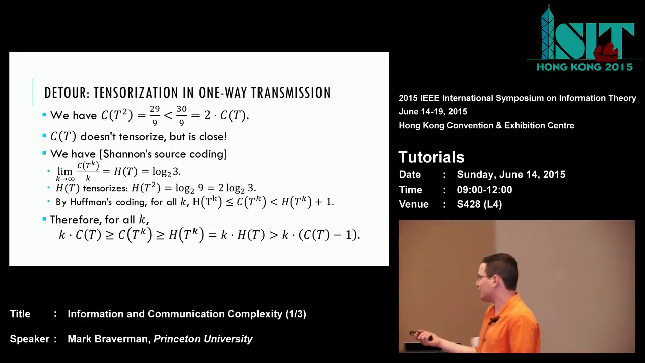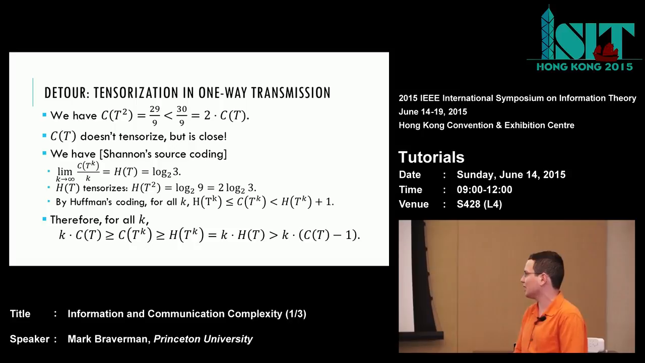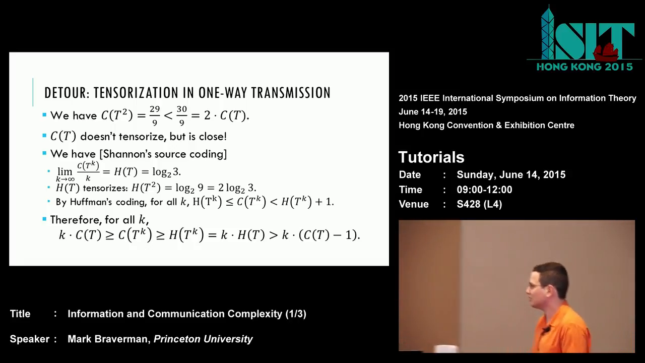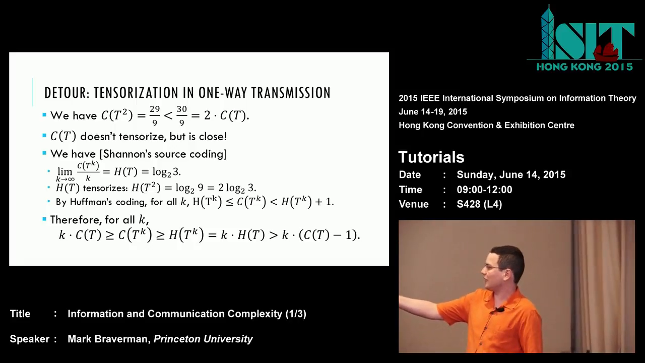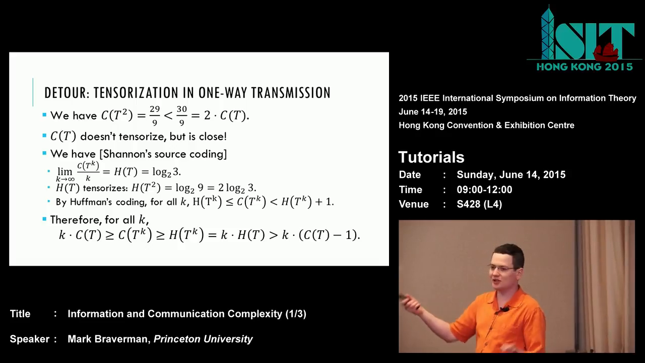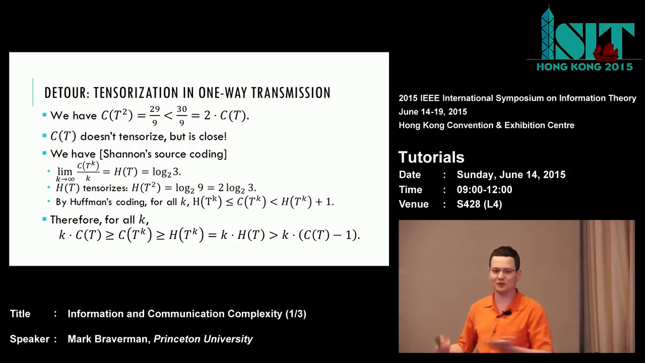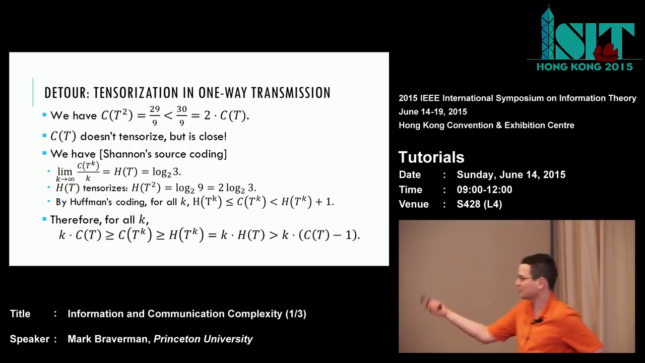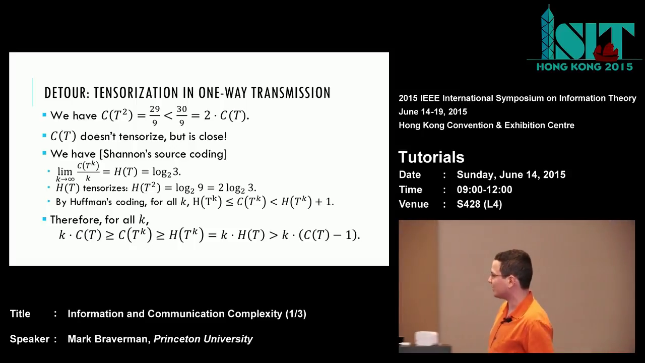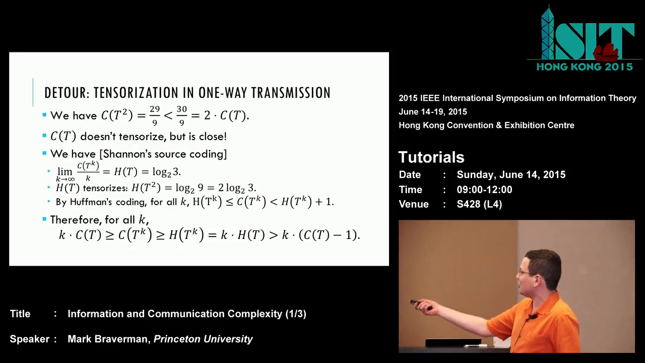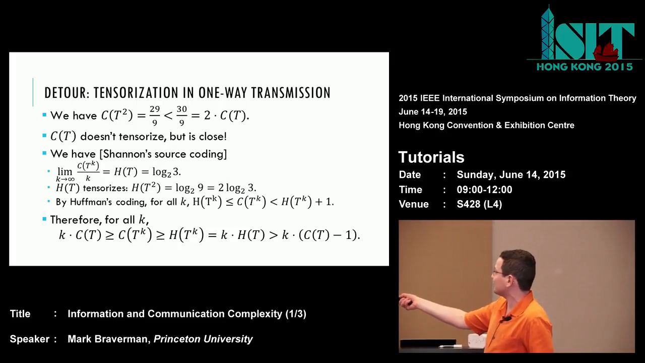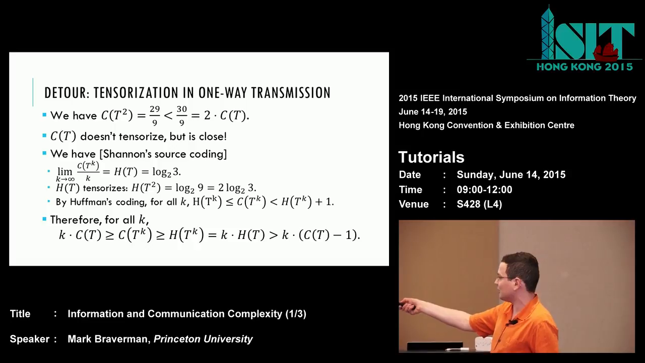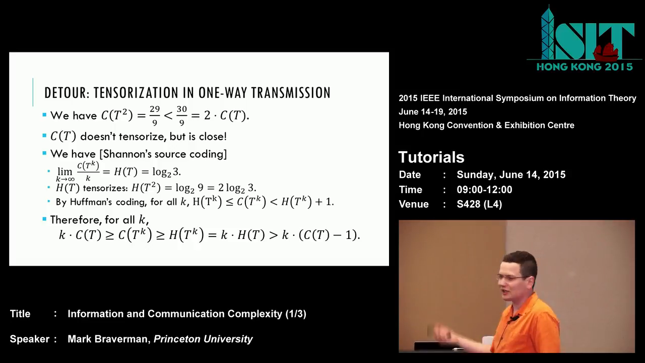And it tensorizes because, well, if you define it like this, then it tensorizes just by definition, because jumps of 2 cause it to tensorize. But anyway, that's a simple fact. And by Huffman's coding, it's not only the case that H is better behaved, but also it's very close to C.